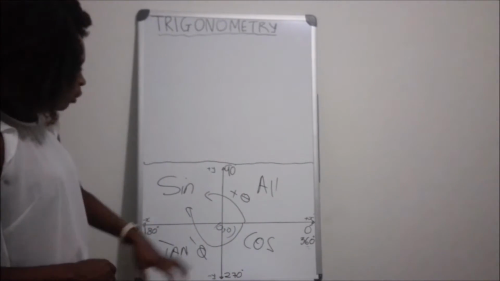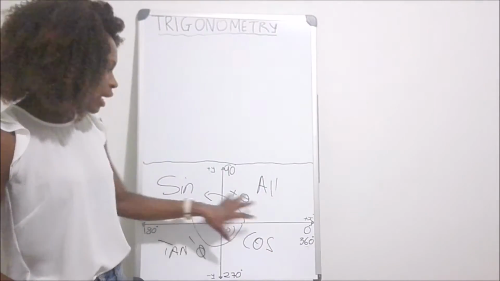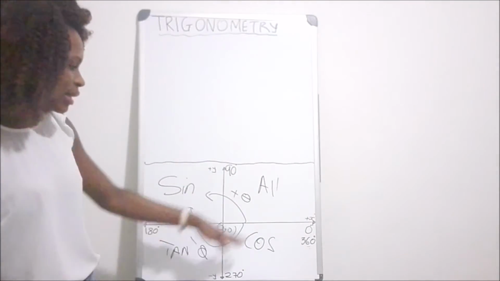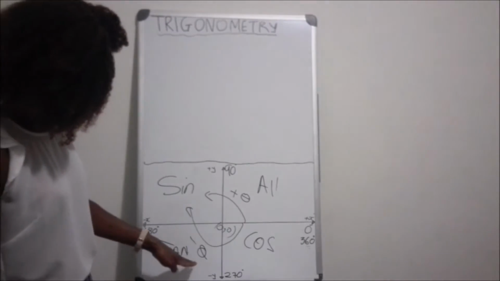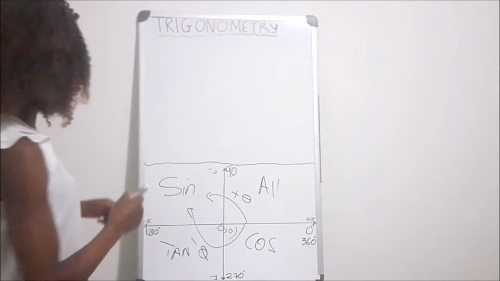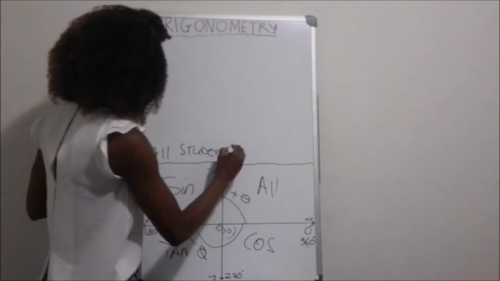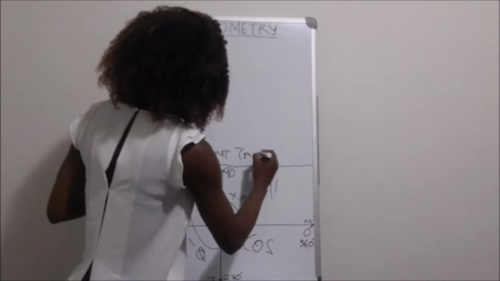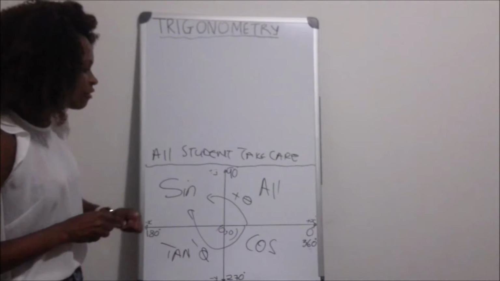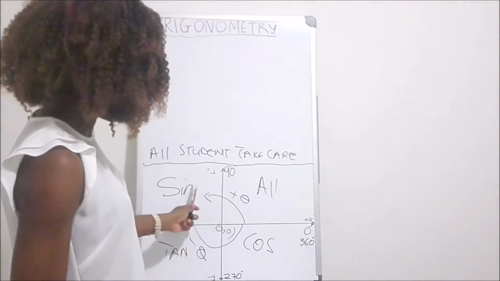Now I have a statement that will help you memorize this. Starting from the first quadrant going anti-clockwise, it says: all students take care. That is from the first quadrant all the way to the fourth quadrant. This is the statement when you are looking at it from the first quadrant going anti-clockwise: all students take care.